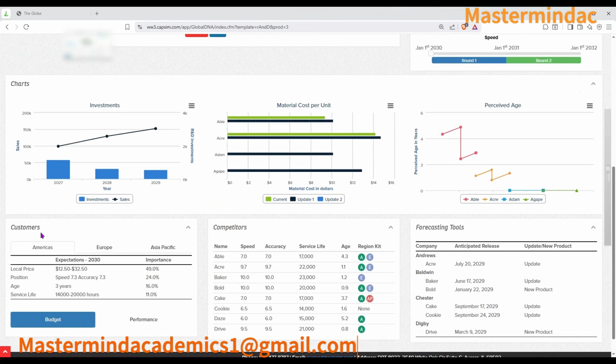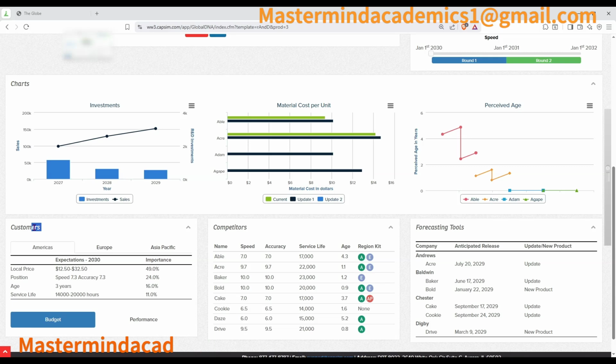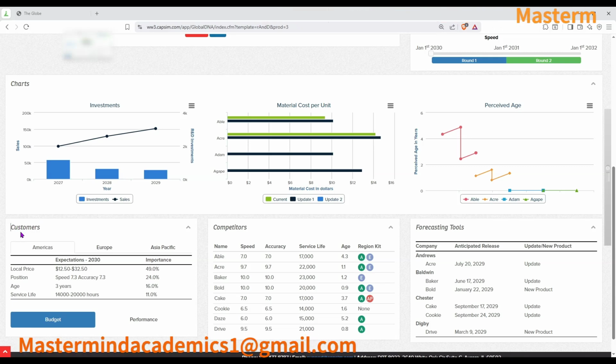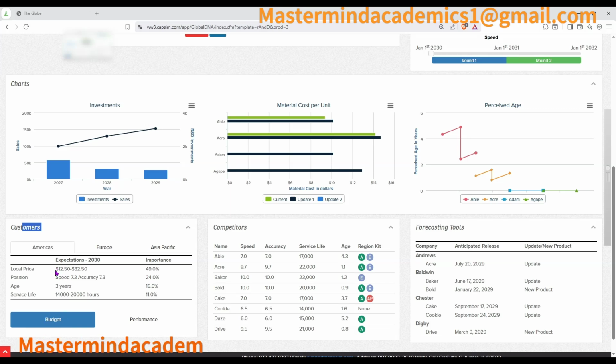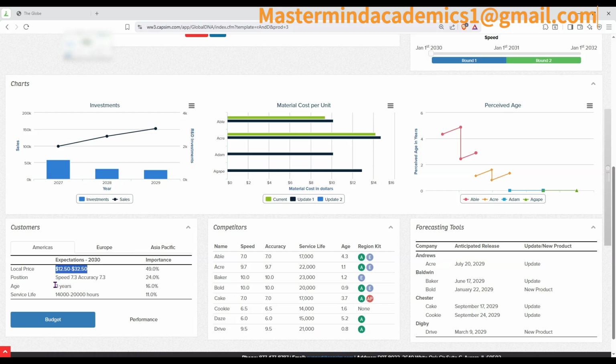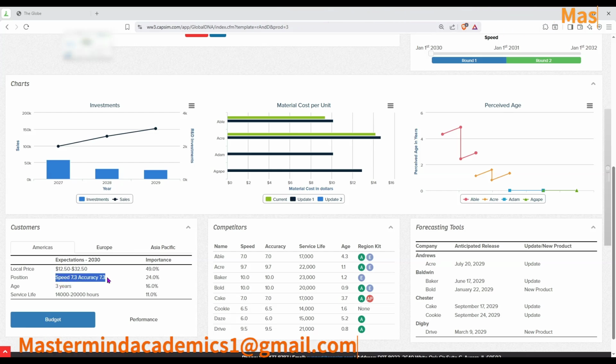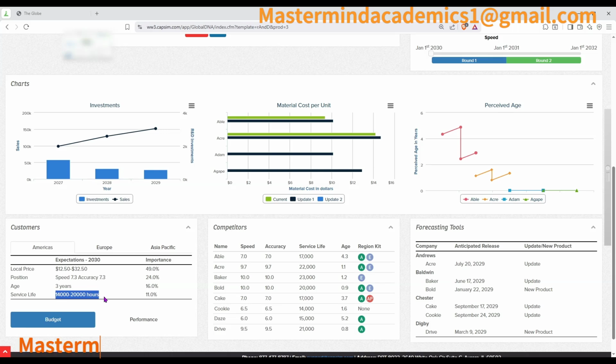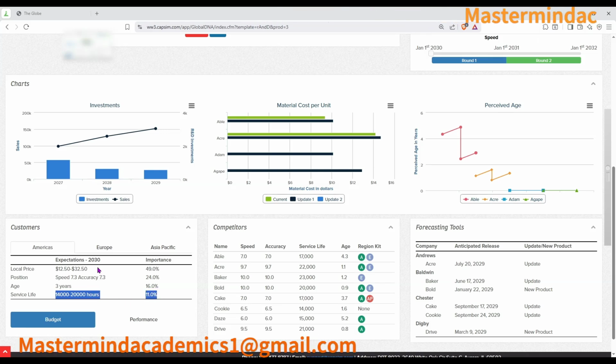Also you can see your customer buying criteria, or the expectations of the customers. You're being told that for the Americas in the budget segment, customers need a local price of 12 to 32, with 49% importance. Speed of 7.3, accuracy of 7.3, has 24% importance. 3 years of age has 16% importance. Service life between 14 to 20,000 has 11% importance.